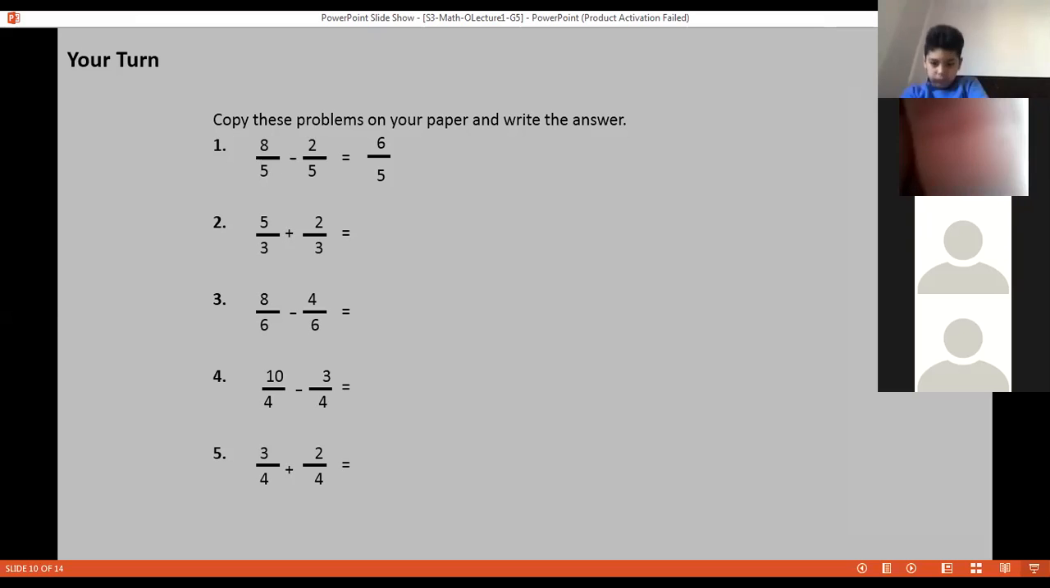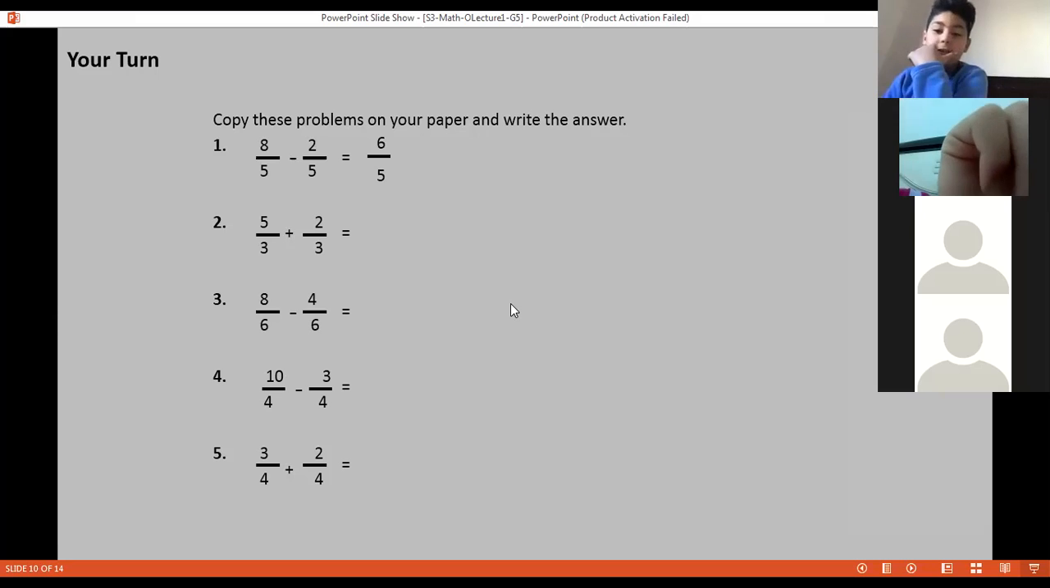So what do we do actually with this denominator? We copy it as it is. Very good. What about the numerator? What's 5 plus 2? 7. It's 7 over 3. Very good, Rina.